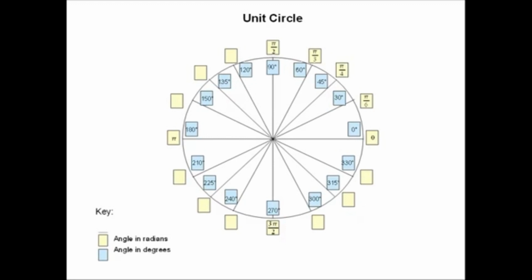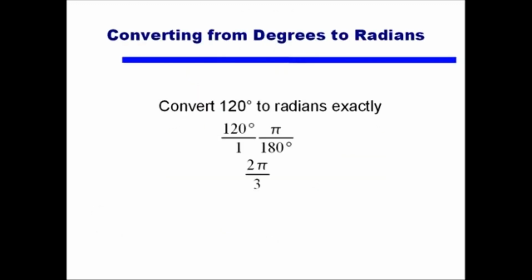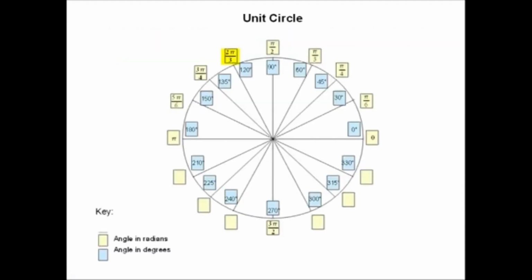But now we have to look at the other quadrants. Let's first take 120 degrees. If I wanted to convert 120 degrees to radians, I would multiply it by the same unit fraction, and that simplifies to 2 pi over 3. If I go ahead and put that in my unit circle, then I'll spare showing you how I converted 135 degrees to 3 pi over 4 and 150 degrees to 5 pi over 6.